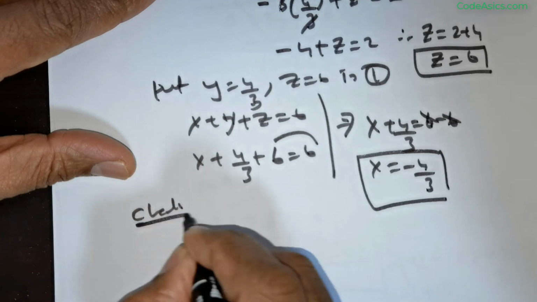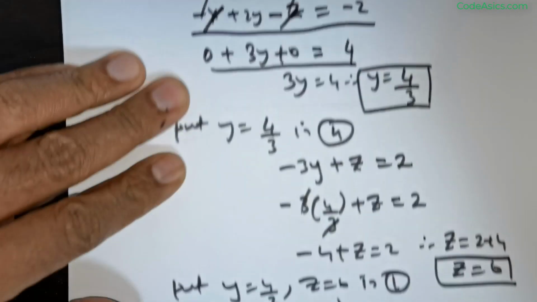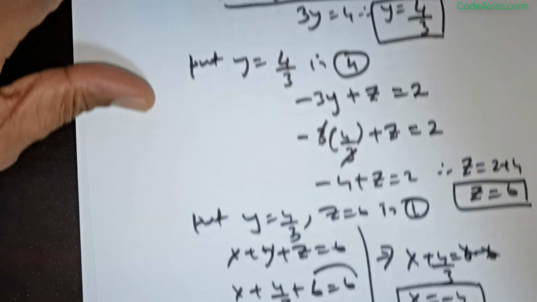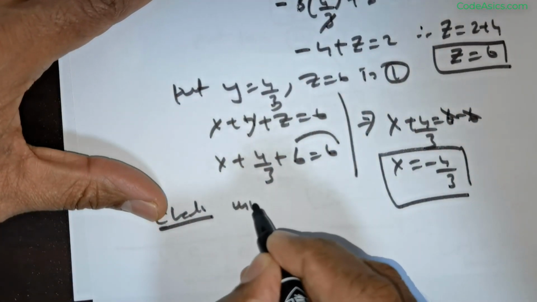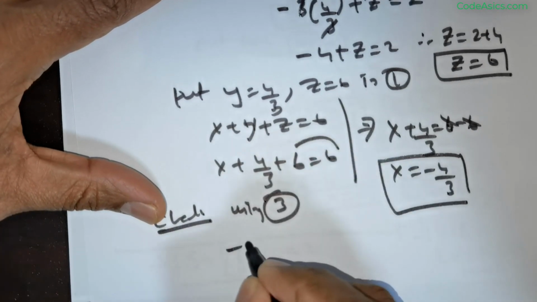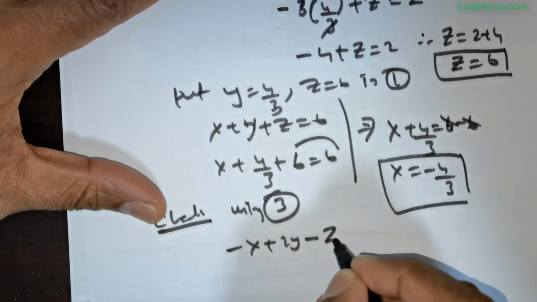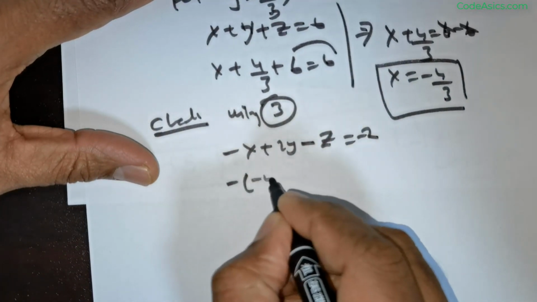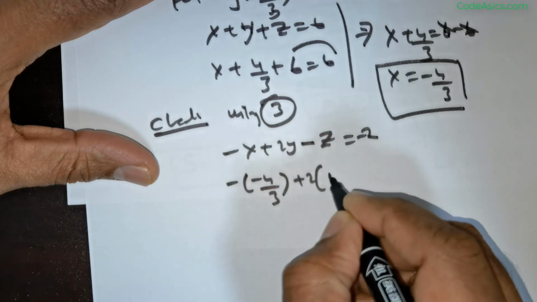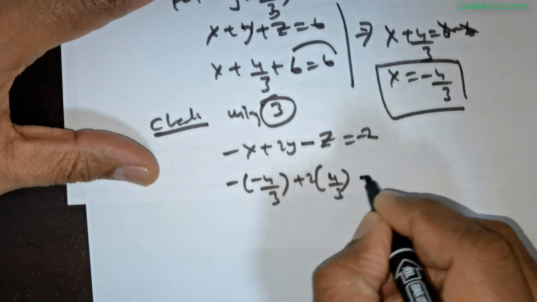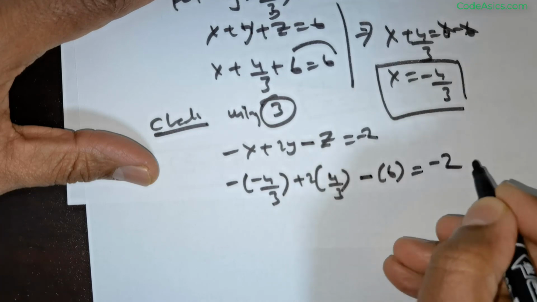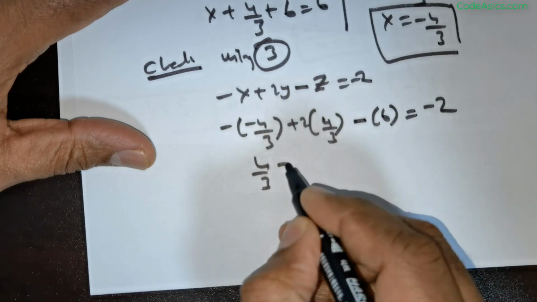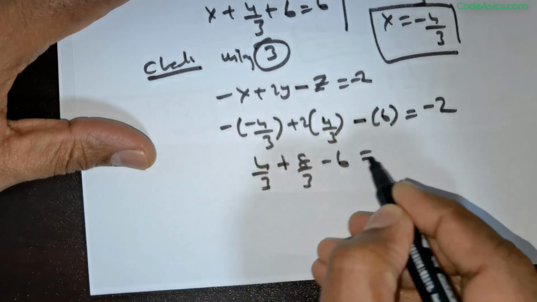Now I need to check. I'm going to check by using equation 3. So check using 3. What is that? Negative x plus 2y minus z should be equal to negative 2. So negative x is negative of negative 4 over 3, y is 4 over 3, and my z is 6. This should give me negative 2. So this is going to be 4 over 3, plus 8 over 3, minus 6.